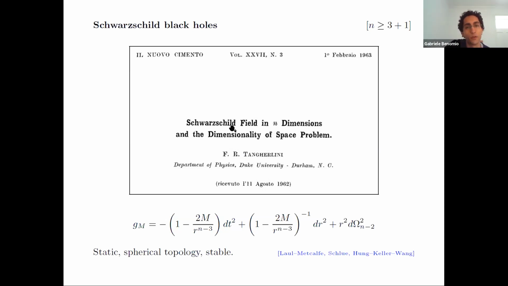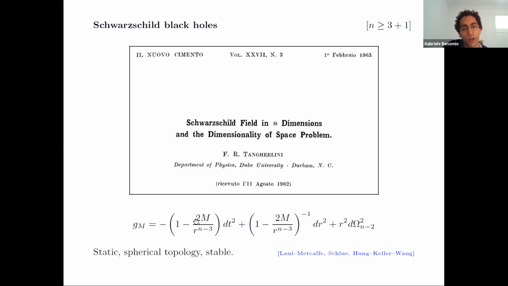So this family can be formulated in any dimension greater or equal than 3+1, and was first presented in this paper by Tangherlini from 1963. The line element for this family is written down here in Schwarzschild coordinates. This can be understood as a one-parameter family of metrics parameterized by the mass of the black hole.